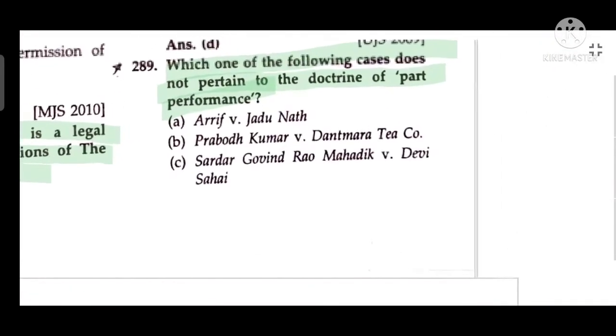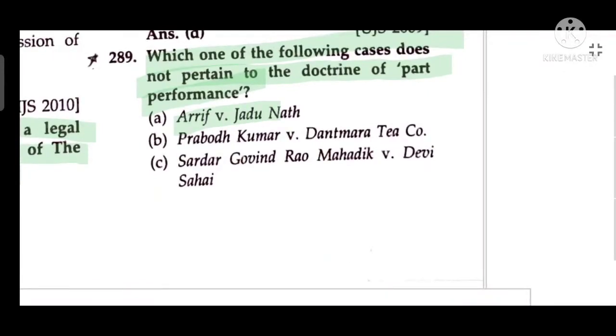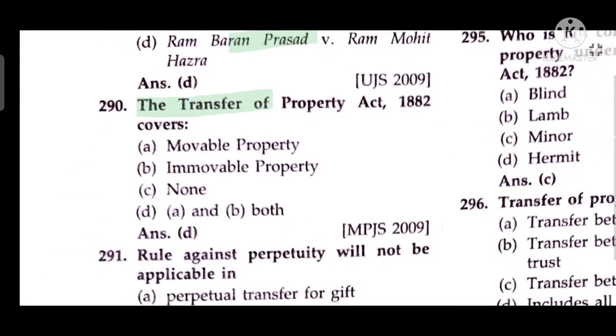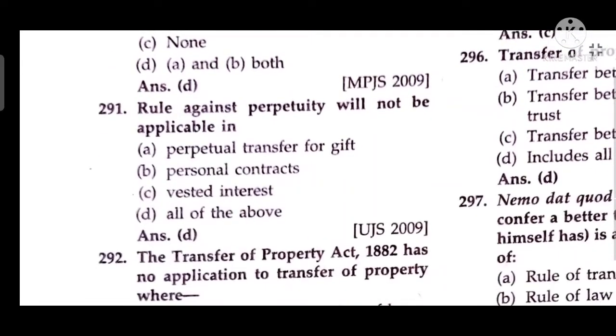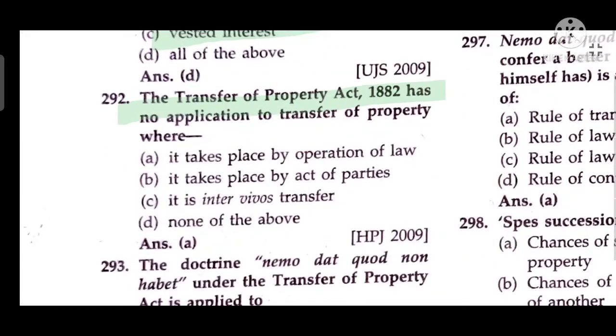D1 is not pertinent. Arif versus Jadunath, Prabodh Kumar versus Dhanvantari Tea Company, Sardar Govind Rao Mahadik versus Devi Sahai. Transfer of Property Act 1882 covers movable property, immovable property. Which rule against perpetuity will not be applicable in perpetual transfer for gift, personal contract, vested interest. Transfer of Property Act 1882 has no application to transfer of property where it takes place by operation of law.